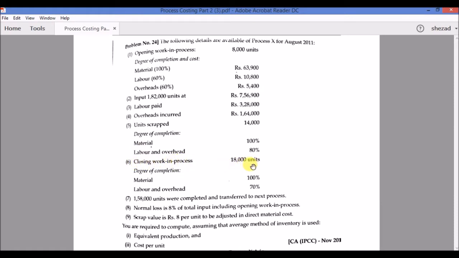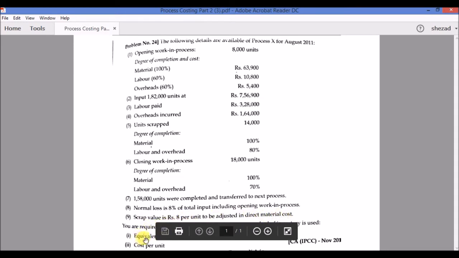Work in progress is 18,000 units. Degree of completion: material is 100%, labor and overheads are 70%. 1,58,000 were completed and transferred to next process. Normal loss is 8% of the total input, including the opening work in progress. Scrap value is 8 per unit to be adjusted.